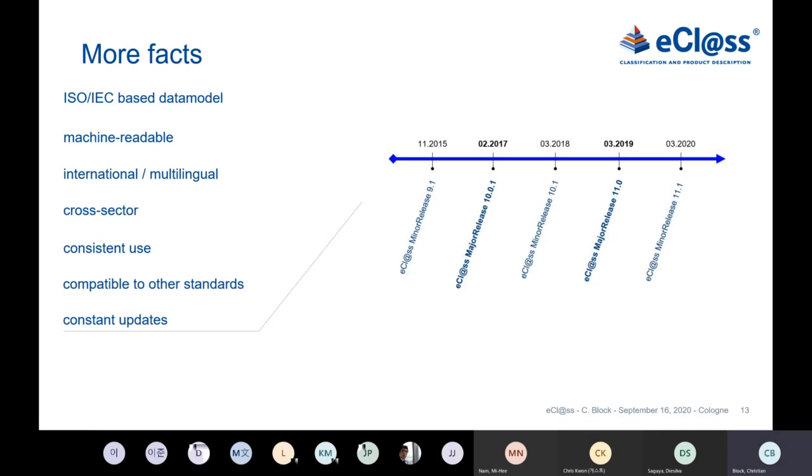And what is to say here, we have constant updates, and additionally eClass offers so-called update files, so you can use machine-interpretable update files to update your data. So if you have catalogs, Automation ML files using a prior eClass version, you can use these update files to update to a new release.